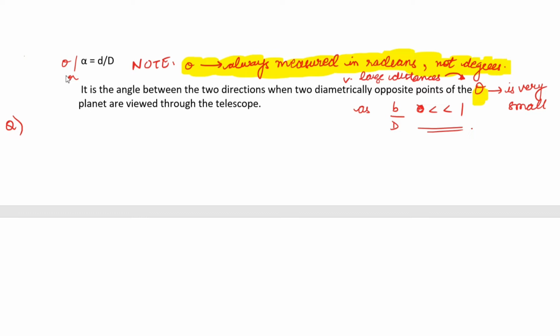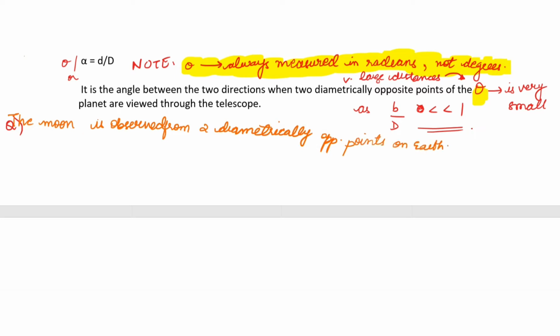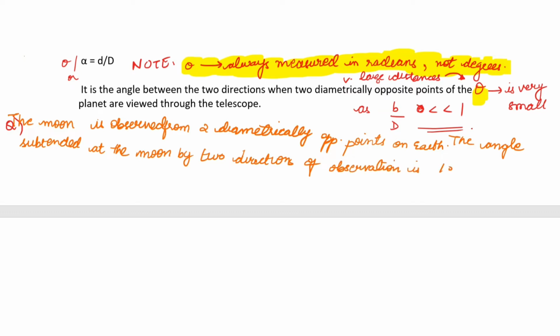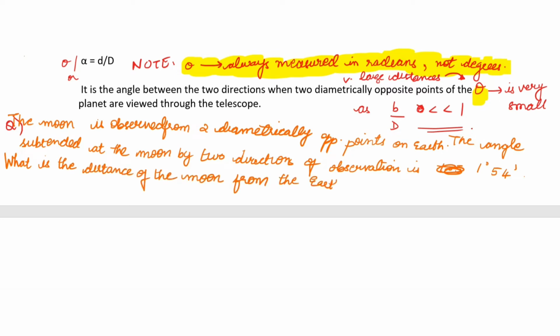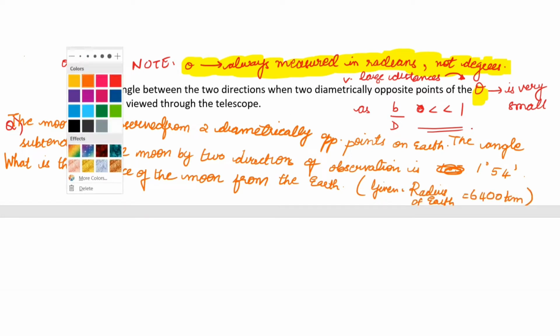So now let's look at a question so that you'll understand this parallax method properly. The question goes like, the moon is observed from two diametrically opposite points on the earth, and the angle subtended at the moon by two directions of observation is 1 degree 54 minutes. What is the distance of the moon from the earth, given that the radius of the earth is 64,000 kilometers? So this question is just formula based. You need to understand the language of the question and try to convert it into a diagram.